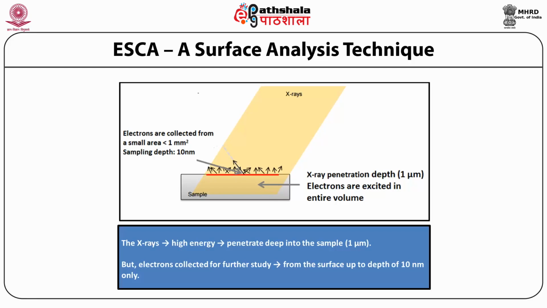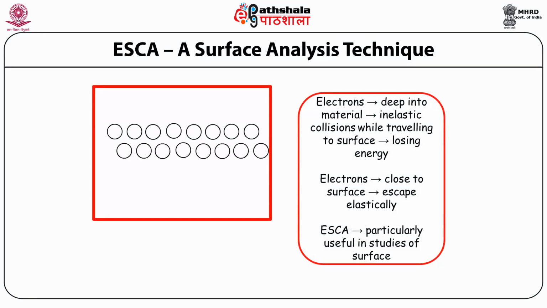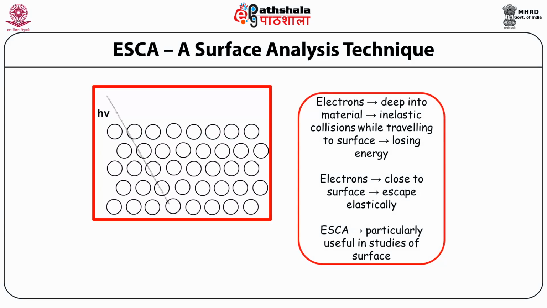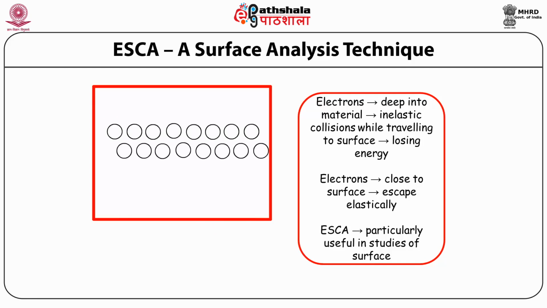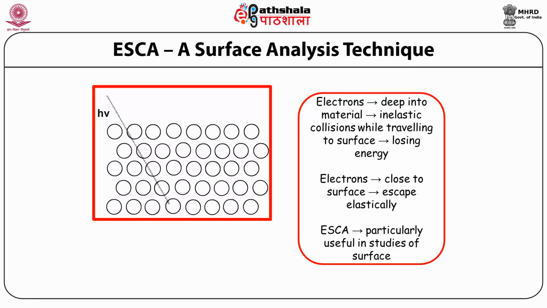So electrons will be ejected out from the surface up to a depth of about 10 nanometers. It shows the inelastic collisions that are at times observed in the case of ESCA analysis. Electrons deep into the material, which has been shown here, collide while traveling to the surface, losing energy in the process. This is one possibility.